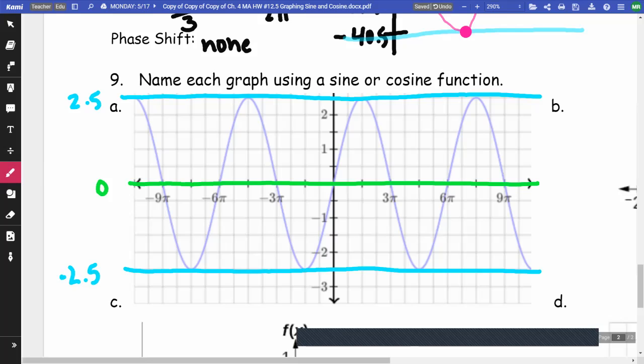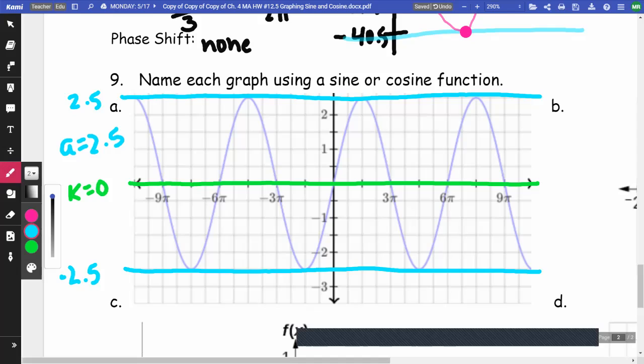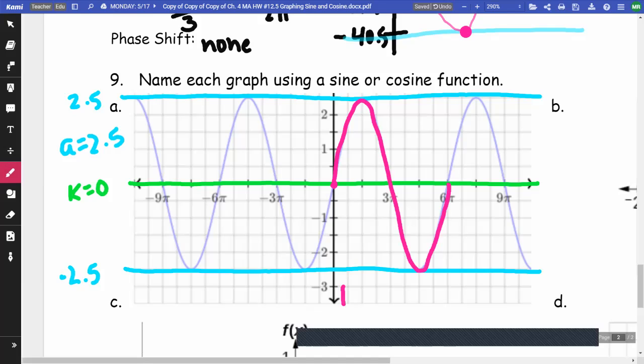So that means my K is 0. And I also have that my A is going to be 2.5, maybe negative, maybe positive. I honestly could do any of these. I'm going to do a sine here. So let's say I go from here to here, and that period is 6 pi.